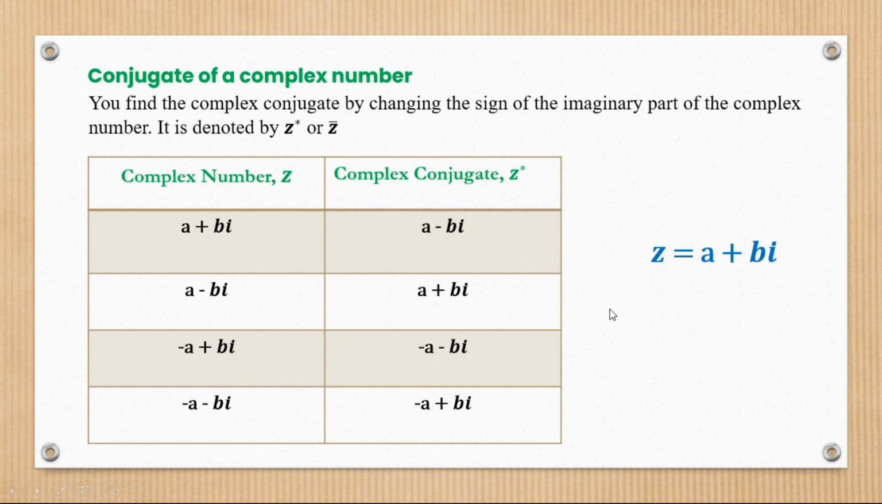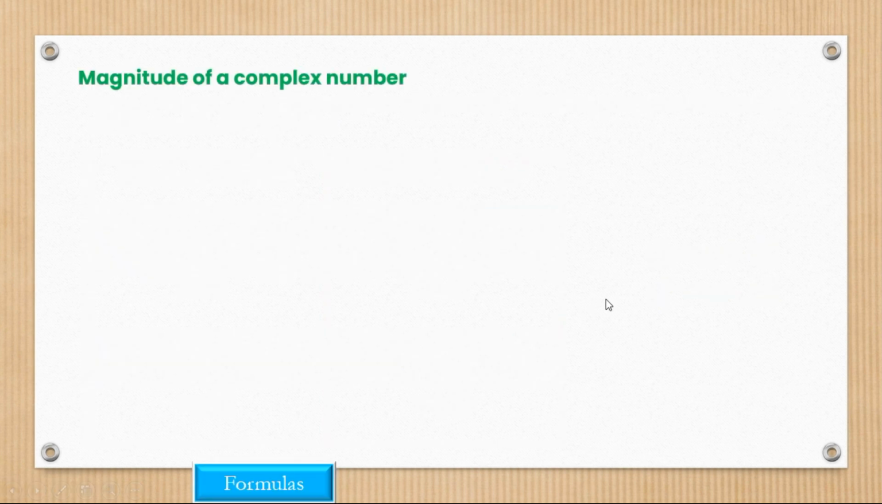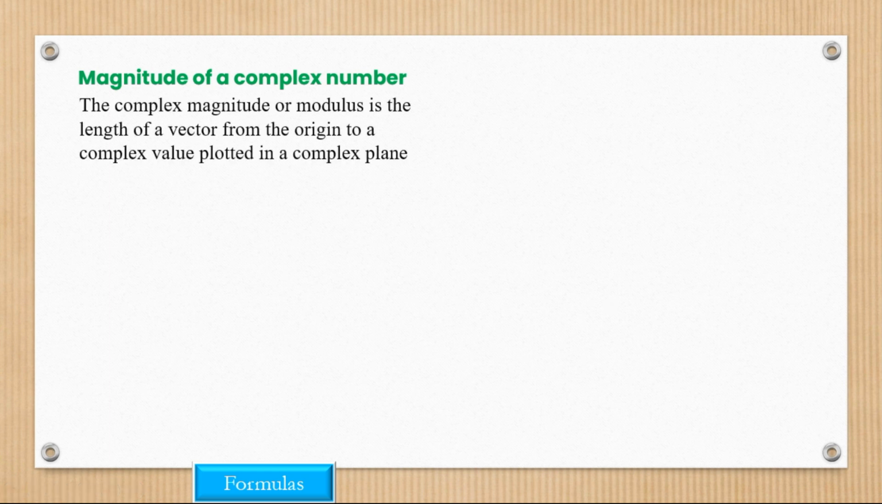So if you're asked to find the complex conjugate of z is equal to a plus bi, the z star value, the complex conjugate becomes a minus bi, just like that. Alright, so if you're asked to find the magnitude of a complex number, the complex magnitude or modulus is the length of a vector from the origin to the complex value plotted in a complex plane. We shall look at complex planes further within the topic.